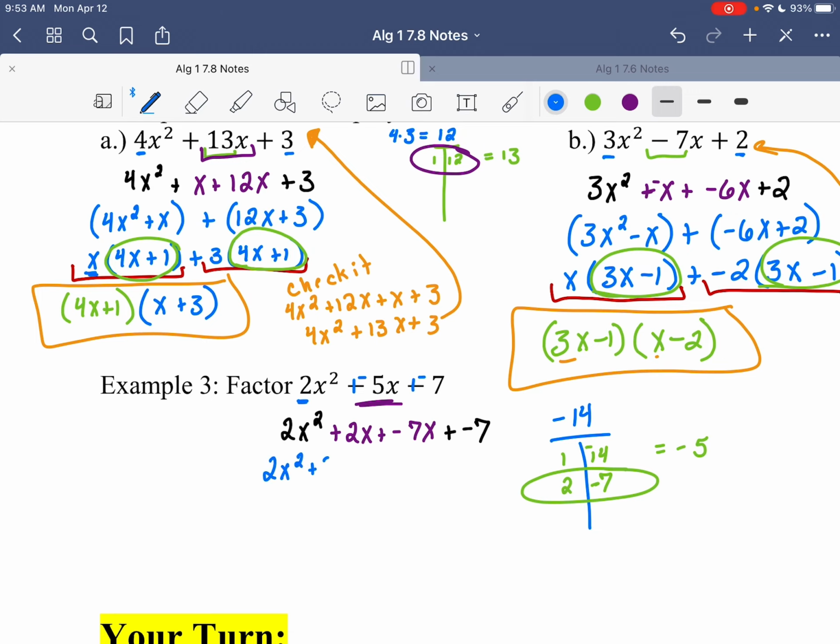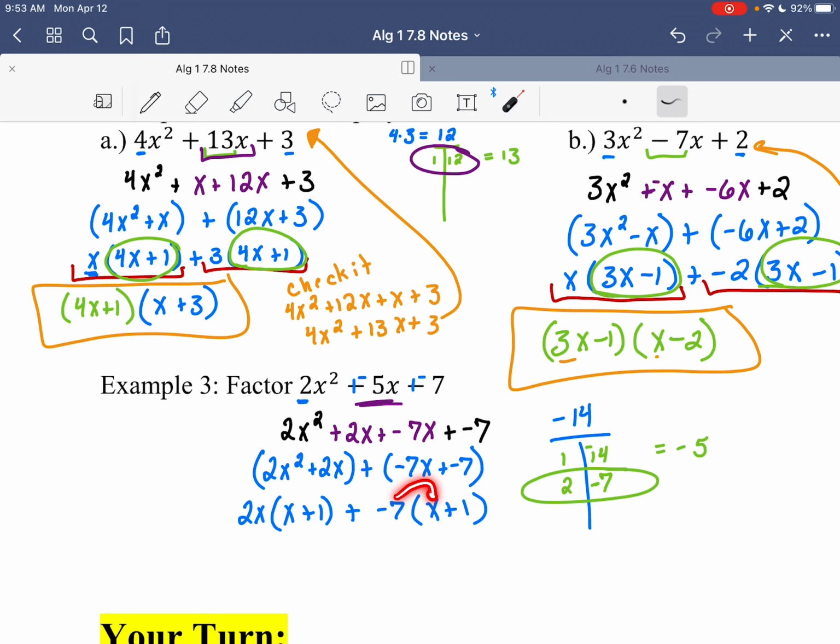2x to the second plus 2x plus negative 7x plus a negative 7. Well, out of these first 2, they both have a 2, they both have an x. Let's factor out a 2x. 2x times, we'll need 1x to get to 2x squared, plus 1. Plus, now both of these have a negative 7, so I can take that negative 7 out, and I'd be left with x plus 1. If I distribute that back in, we'd get negative 7x plus a negative 7.